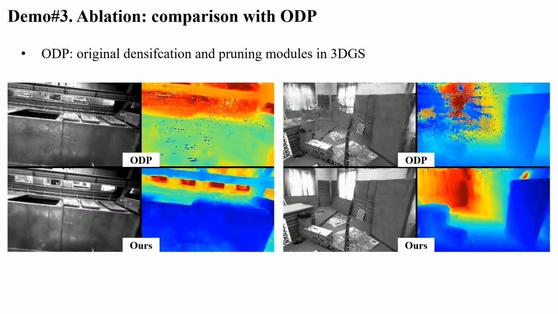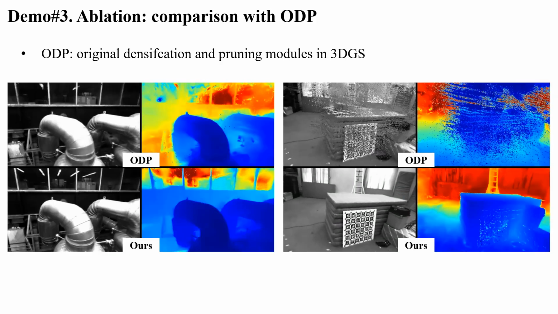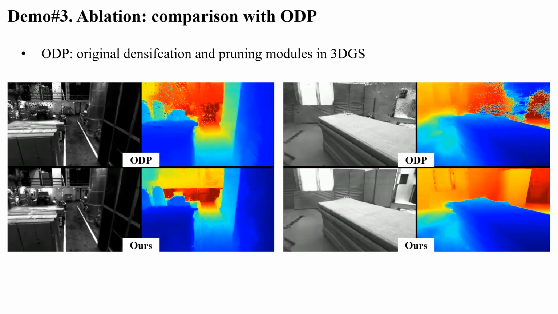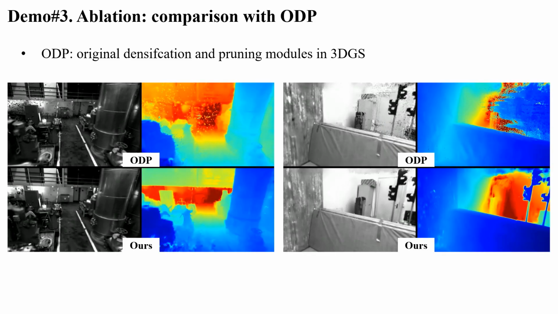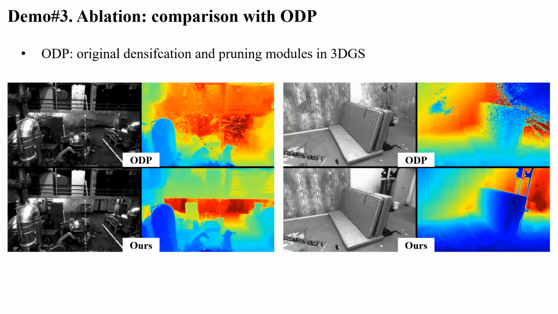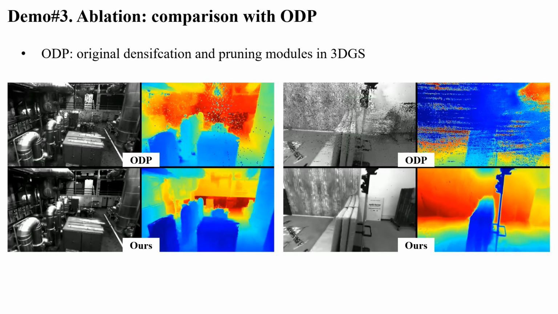In this demo, we showcase a comparison with ODP. You can see that when ODP is used, overly small Gaussians receive negligible gradient updates, leaving noisy artifacts in the scene. In contrast, our method performs proper densification while pruning such Gaussians, resulting in higher quality scenes.